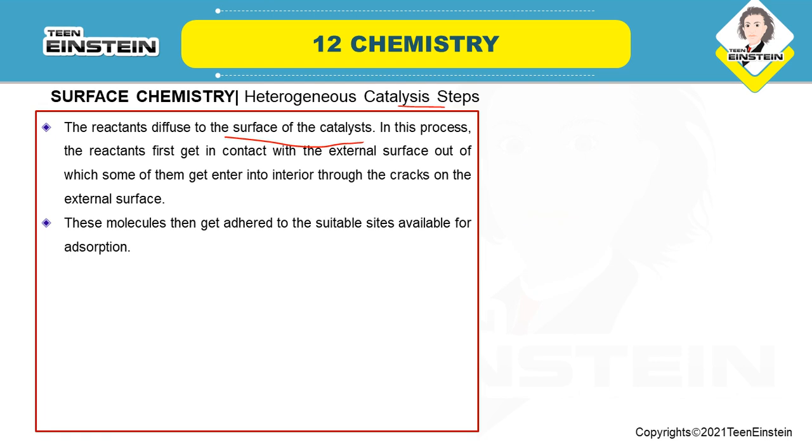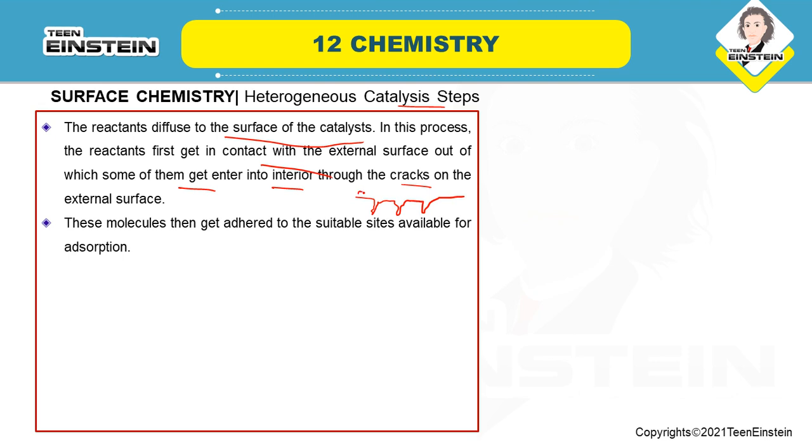In this process, the reactants first get in contact with the external surface, out of which some of them get into the interior through the cracks on the external surface. Some molecules, if there are cracks, because the surface is not necessarily always smooth, will be entering into the interior through the cracks on the external surface. So suppose the surface is like this, okay, some cracks are there.